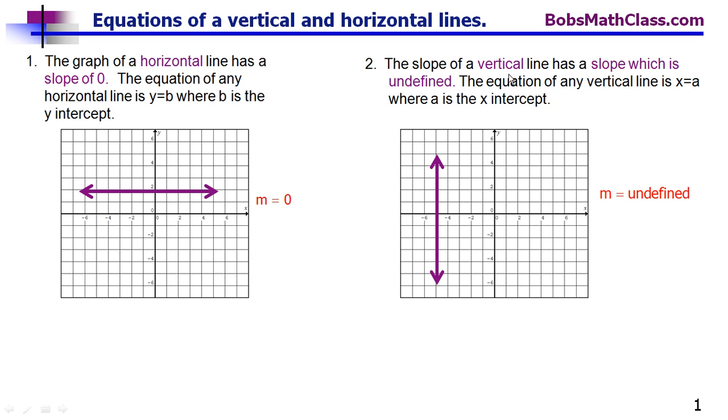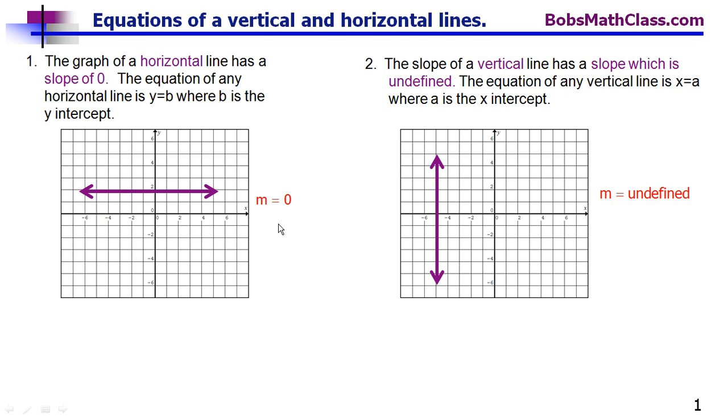Moving on to a vertical line, the slope of a vertical line is undefined. The equation of any vertical line is x equals a, where a is the x-intercept. X-intercept means where it intersects the x-axis. If this is the x-axis, where does it cross the x-axis? Looks like about -5. So the equation of this line would probably be x equals -5. Yeah, x equals -5. That's where it crosses.